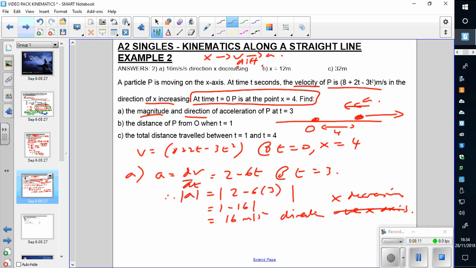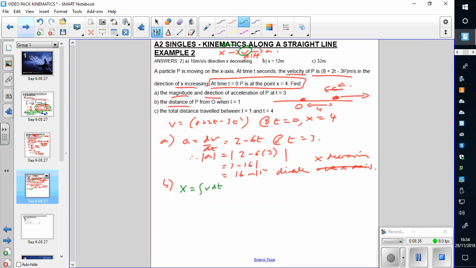Okay, part B, find the distance of P from O. So be careful there. Just because it says distance, that doesn't mean distance traveled. It's saying distance from O, which means displacement. Okay? So what's the displacement when t is 1? How do I move from v to x? Well, I need to integrate. So x is the integral of v dt. So that's integral 8 plus 2t take 3t squared dt. So 8t, t squared, t cubed, don't forget your plus c, right?